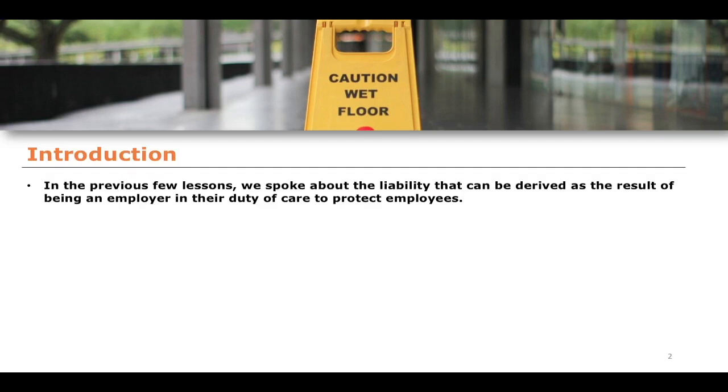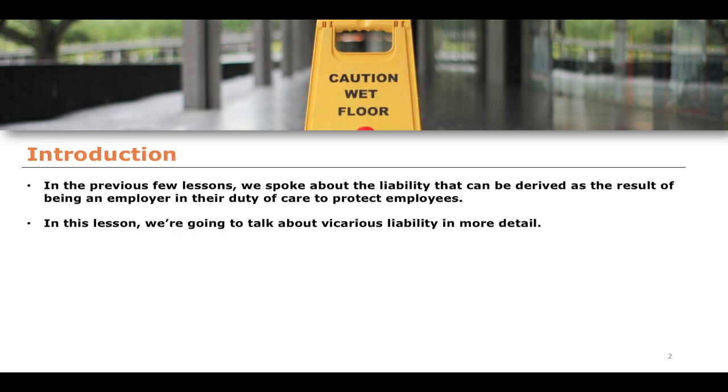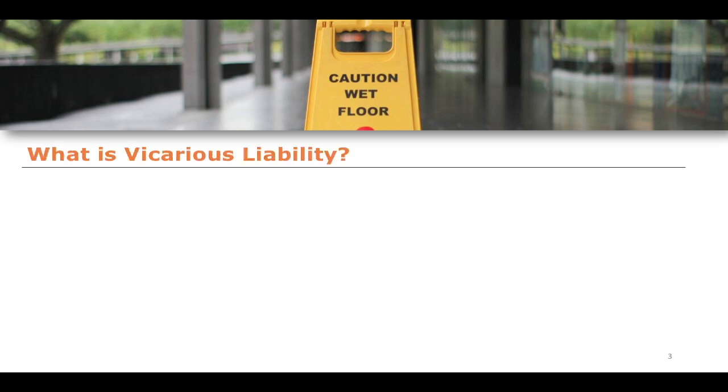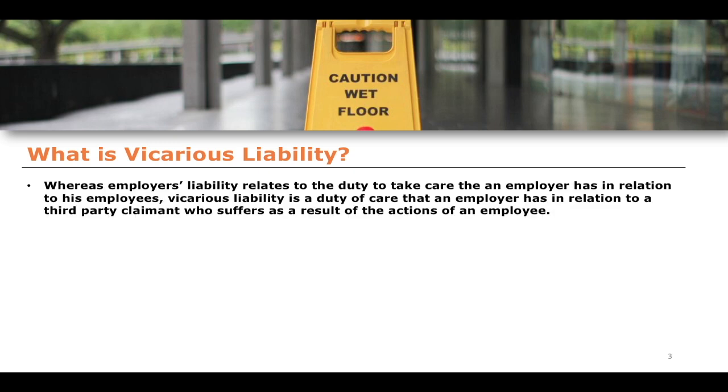So in previous lessons, the previous topic, topic 5, we spoke about the liability that can be derived as the result of being an employer in their duty of care to protect employees. In this lesson, we're going to talk about vicarious liability, which is a different type of liability, but also relates to a relationship between an employer, an employee, and a third party. That's the key difference in relation to employer's liability on the one hand and then vicarious liability on the other.